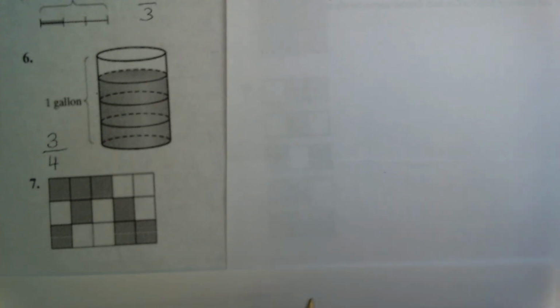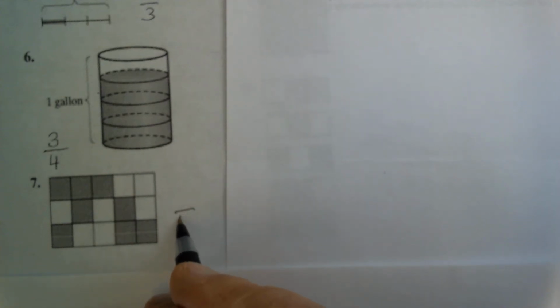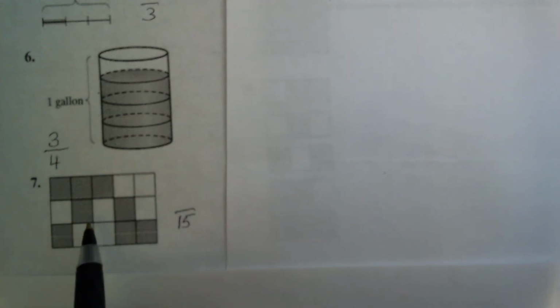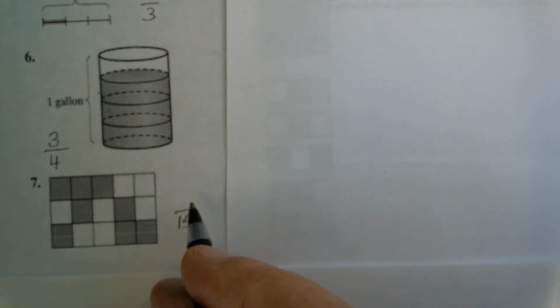In number 7, there's 1, 2, 3, and 1, 2, 3, 4, 5, so 15 parts altogether. So 15 would be in the denominator. And how many are shaded? 1, 2, 3, 4, 5, 6, 7, 8. So 8/15 of the object is shaded.